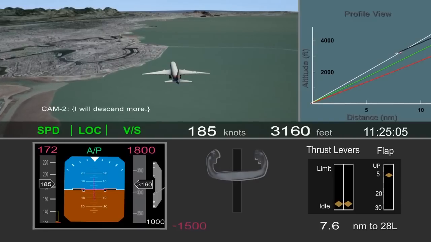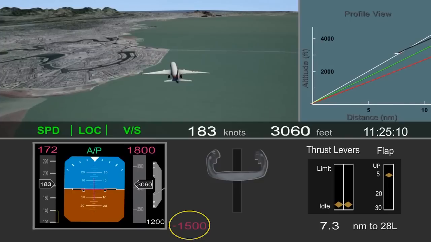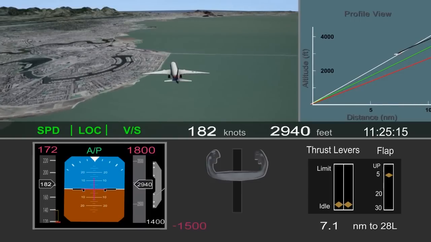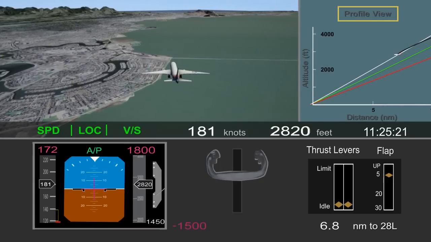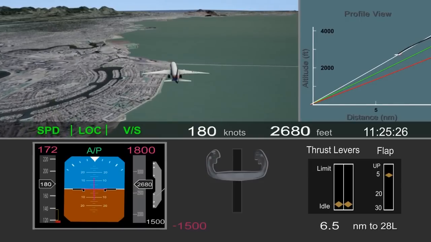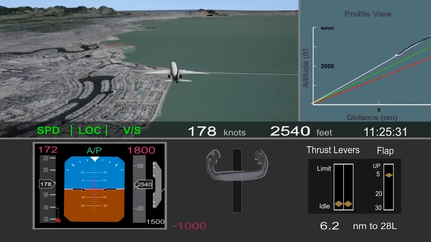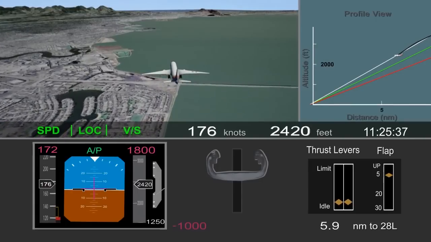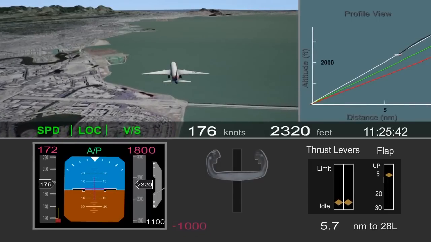The pilot flying said he would descend more and selected 1,500 feet per minute descent rate in the autopilot. As you can see in the profile view, this did begin to bring the airplane back toward the desired glide path. However, about 6 miles from the runway, the selected descent rate was set back to 1,000 feet per minute. The airplane was still well above the desired glide path.